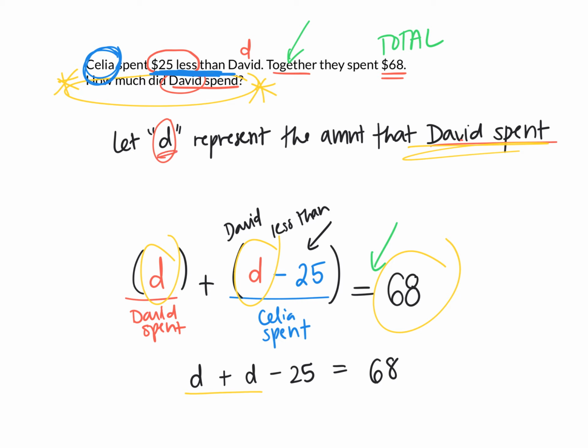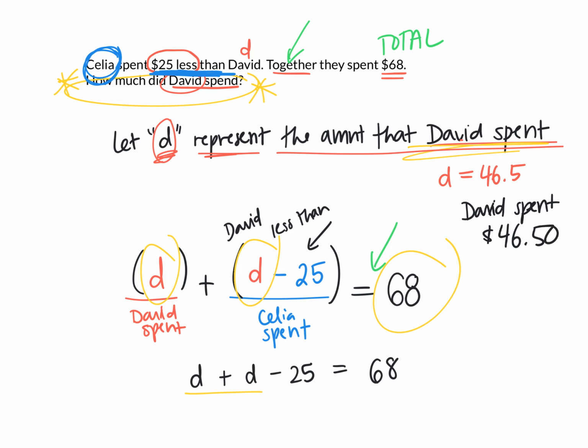As you can see here, D represents the amount that David spent. So if D is equal to 46.5, we can conclude that David spent $46.50. Okay, and we can actually check our answer. It said Celia spent $25 less than that. So Celia spent 46.50, take away the 25. What's 46.5 take away 25? We get 21.50. So Celia spent $21.50.